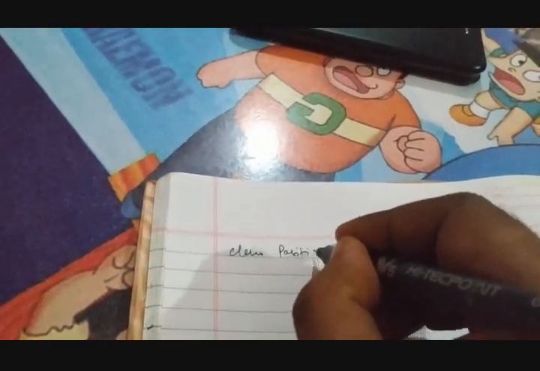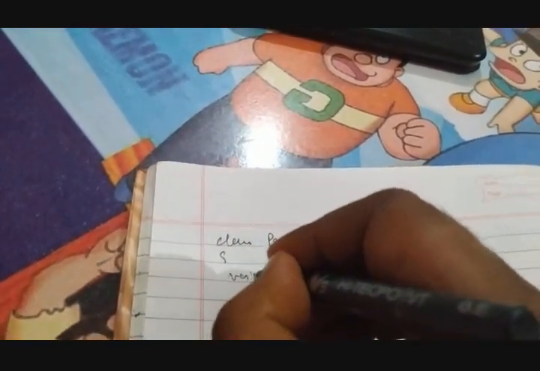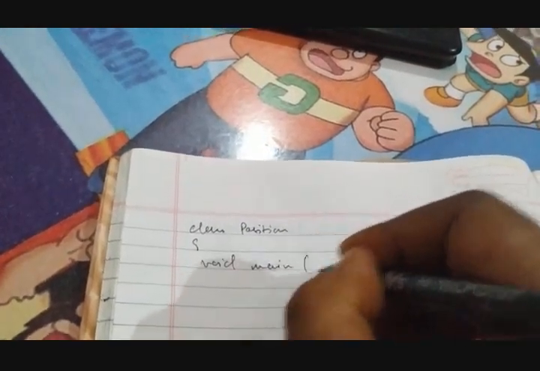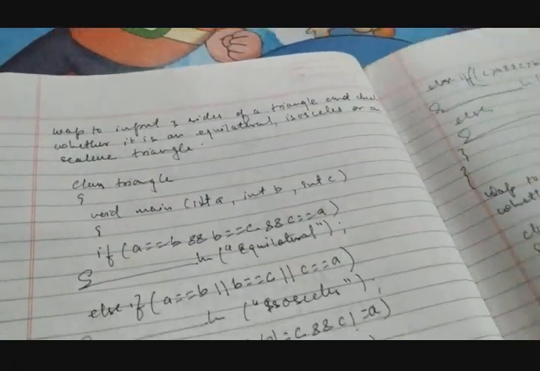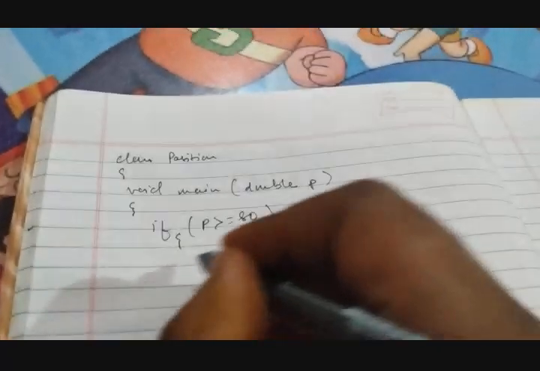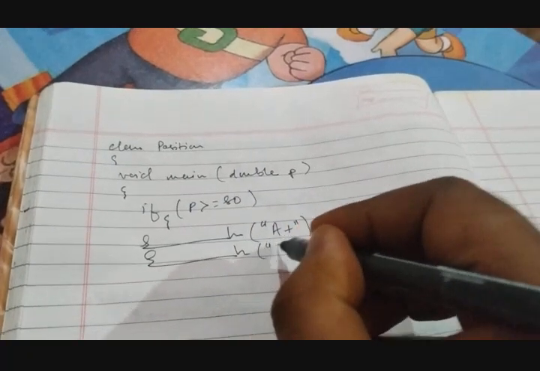So now what are the requirements? So class position, void main, now double, what do we need to pass? Percentage. So double P. Alright. If P is greater than equals to 80, then curly braces start. So then A plus. So then distinction.